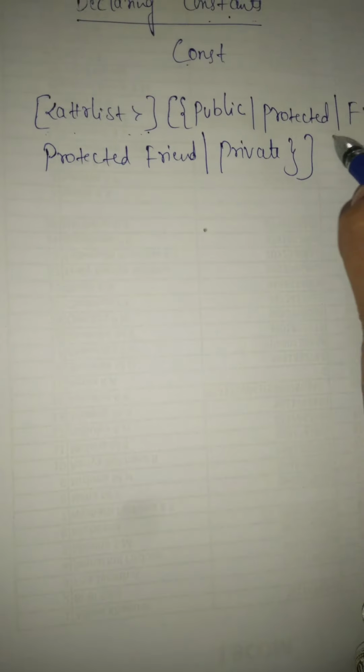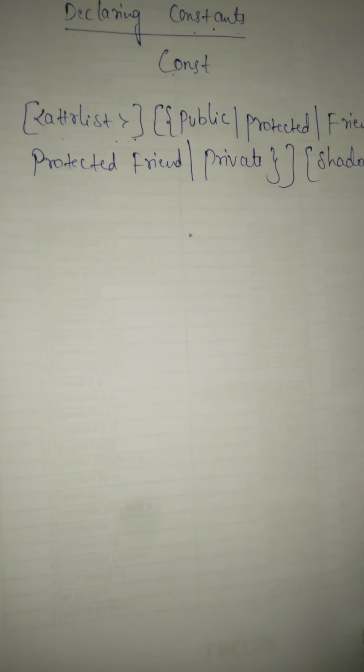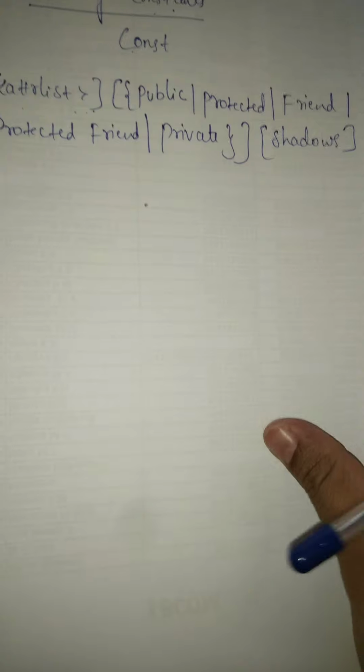If it is just a variable, if I use a dim statement, at that time I can use a what? Static. And next you can specify shadows and you cannot give shared.